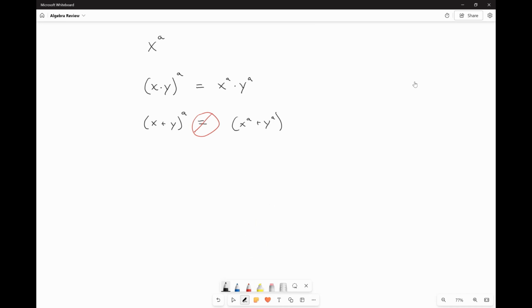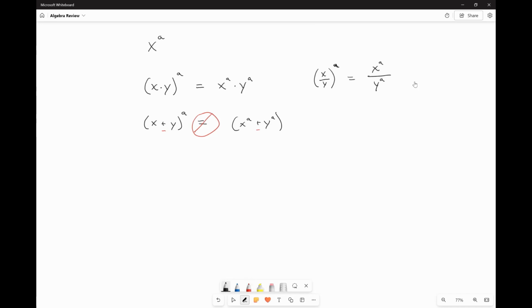Okay. So exponents distribute across multiplication. They do not distribute across addition. Same thing actually with division. So you could have (x divided by y) raised to the a power. That is equal to x to the a divided by y to the a. So exponents distribute across multiplication and across division, but exponents do not distribute across addition, and they do not distribute across subtraction. Very important to remember.